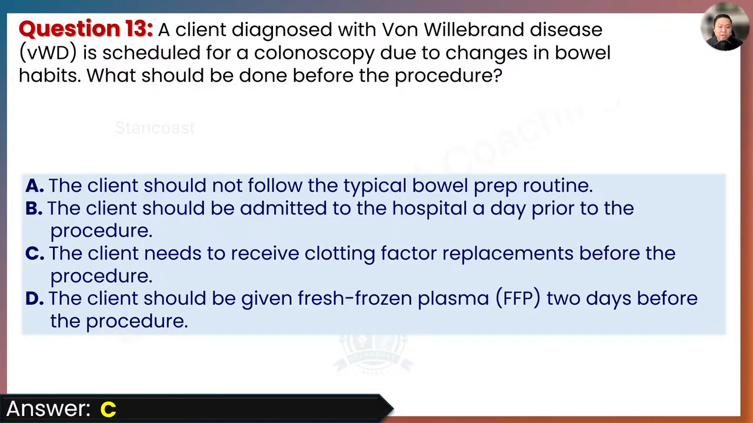Now, I want you to go back into the question stem. It mentioned von Willebrand disease. It indicates a clotting issue that requires factor replacement. And the procedure that is invasive, the colonoscopy, suggests the need to prevent bleeding during the process.